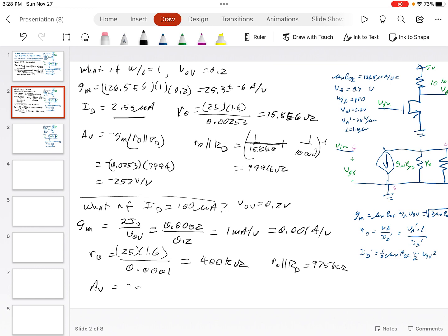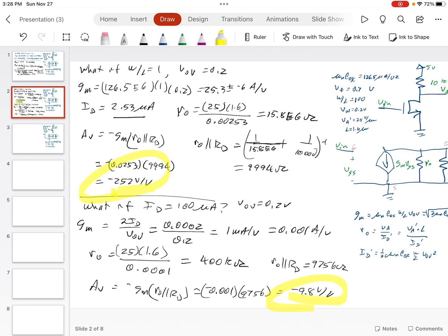And our gain, minus GM R naught RD in parallel, will be minus 0.001 times 9756, which is minus 9.8 volts per volt. We've had huge impacts here, right? So from this massive gain here to a much smaller gain here, there's big effects that go on as you change these things. There's a lot of interactions causing things to change.